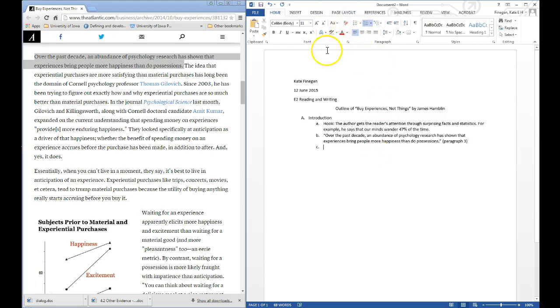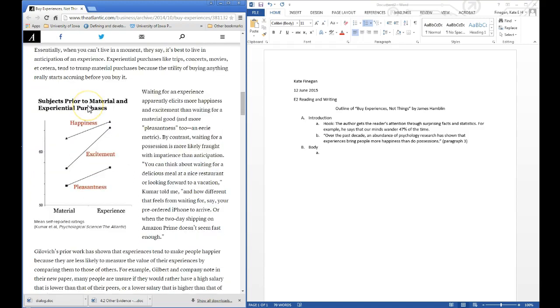Okay. Now I'm going to look at the body paragraphs. Okay, so for this, I personally like to make a separate category for the body of the essay. All right. So I'm going to read silently.